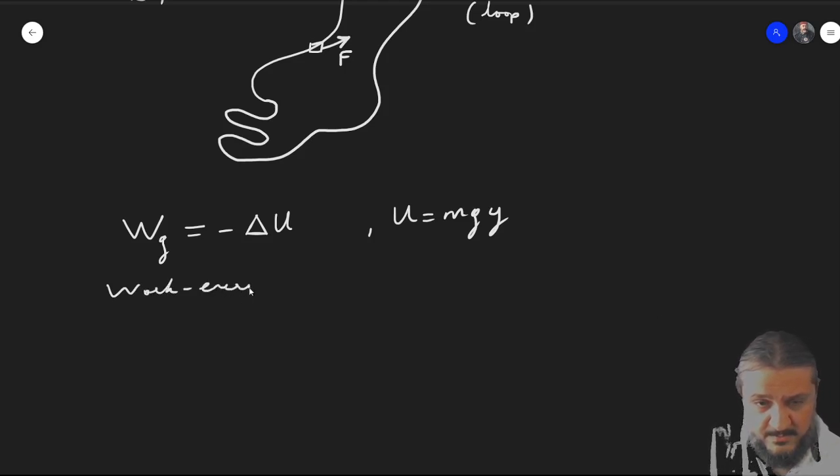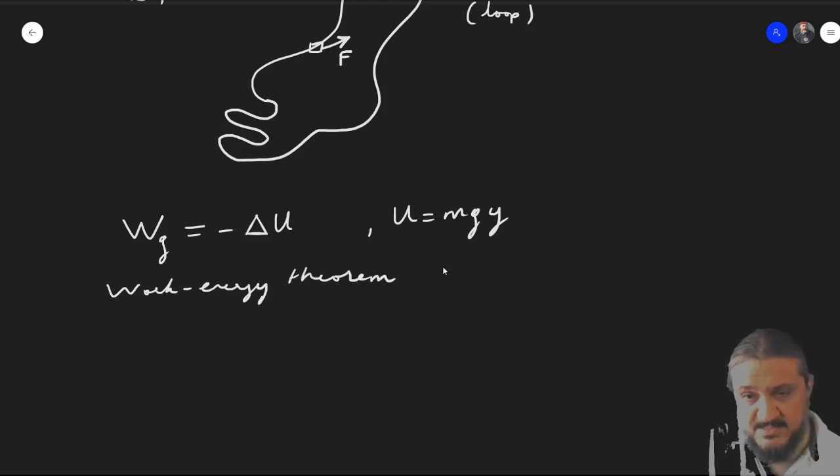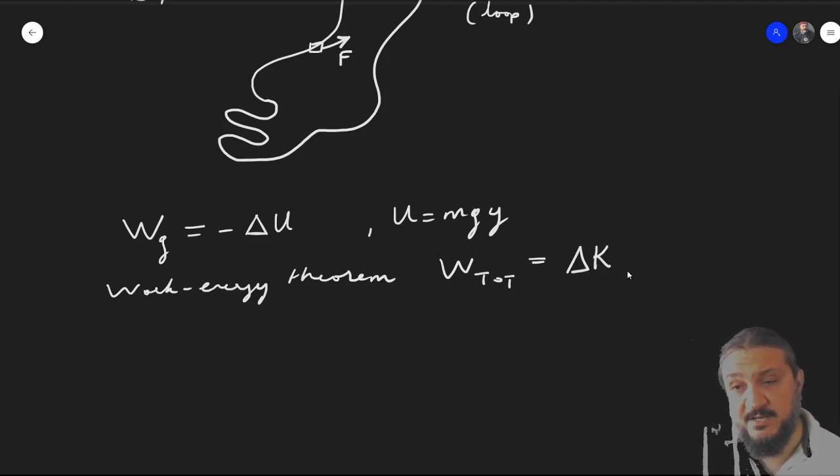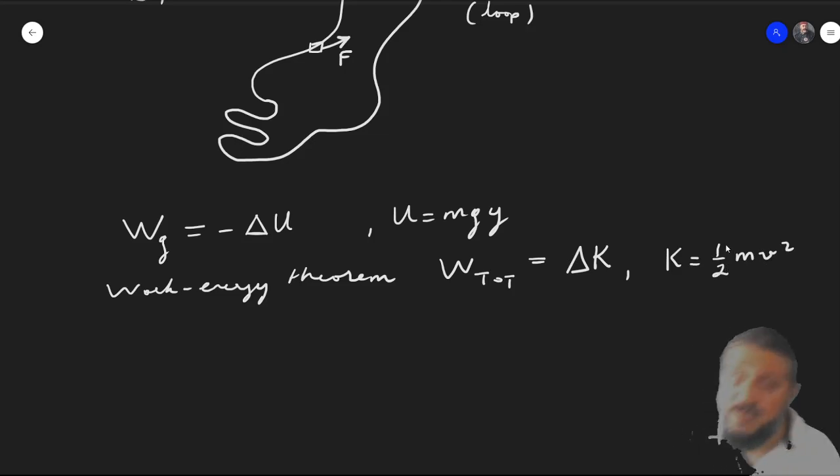Work energy theorem, which was the total work done on an object. It means find the work done by every force on the object and add those works. You will get the total work. That is equal to the what? Change in the kinetic energy. So kinetic energy is 1/2 mv squared. So 1/2 mv final squared minus 1/2 mv initial squared.